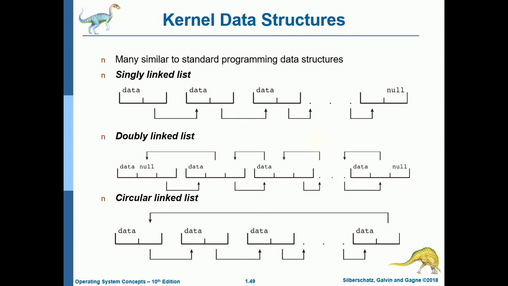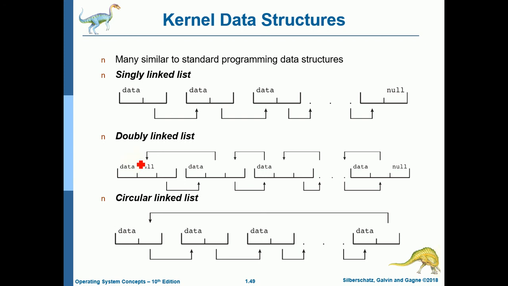So next we have the kernel data structures. Many are similar to standard programming data structures. For kernel data structures, we have three. We have the singly linked list. A linked list means we have a portion for data and a portion for a pointer, and this pointer connects to the next element, which again contains data and a pointer. So that is the singly linked list.